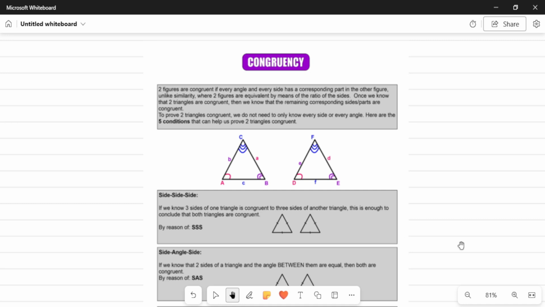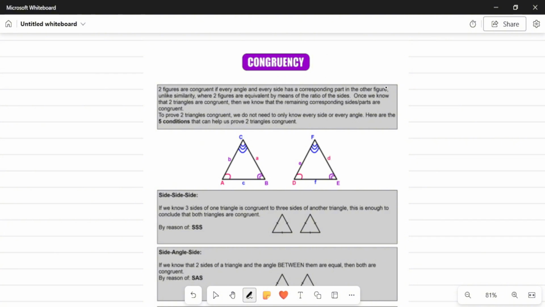But when we're talking about similarity, we said that the figures are equivalent by means of what? The ratio of the sides. So you must know the difference. With congruency, they relate directly. But with similarity, they don't relate directly. They relate by means of the ratio of the sides.